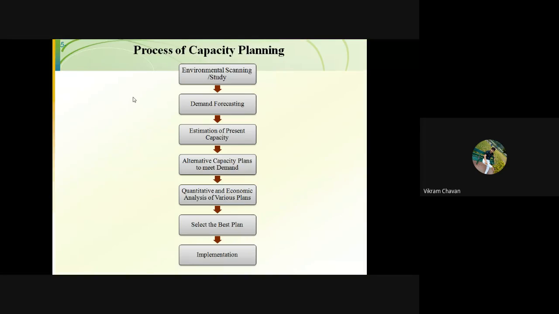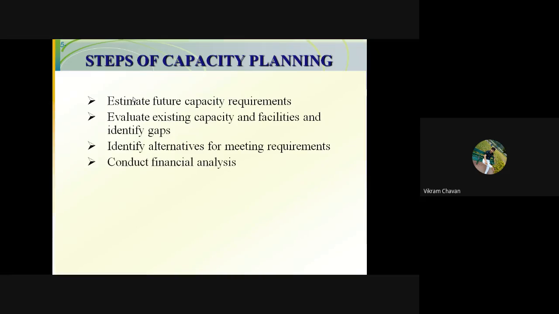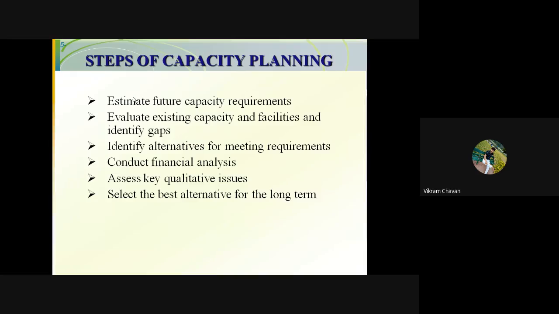So the problems in an alternative and the good points of an alternative, in this manner cost benefit analysis will be done for each and every alternative. On that basis, quantitative and economical analysis for various plans will be done by the management, and the best plan will be selected for the capacity planning. That particular best plan will then be implemented in the plant.